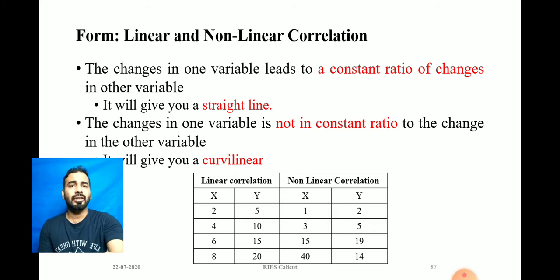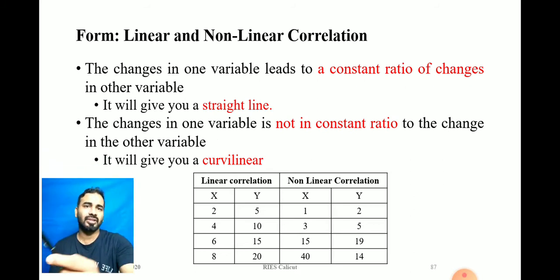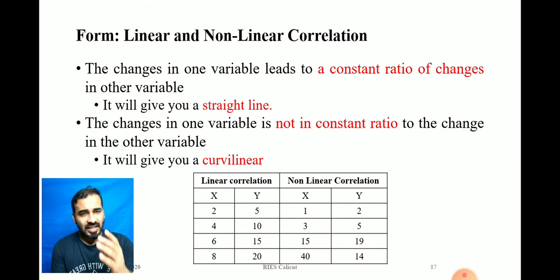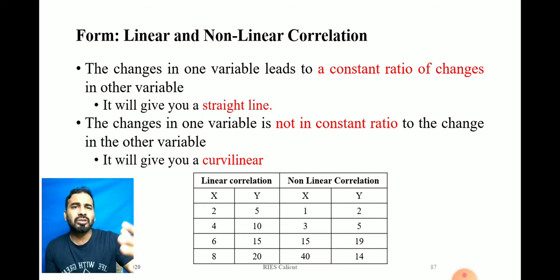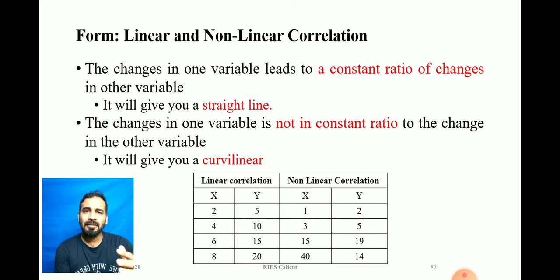Then coming to the form of association, there are two different forms: linear and non-linear. What is a linear association? The change in one variable leads to a constant ratio of change in the other variable. How one variable is moving, the same way the other variable is also moving. Look at the first table. When x was 2, y was 5.